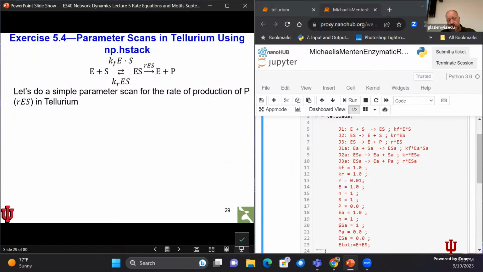There's another little bit of Python that I wanted to cover today. And there are 2 commands. The outputs that we get from Tellurium are these arrays. And we often want to do parameter scans of various sorts. And so I want to talk about how to do parameter scans.